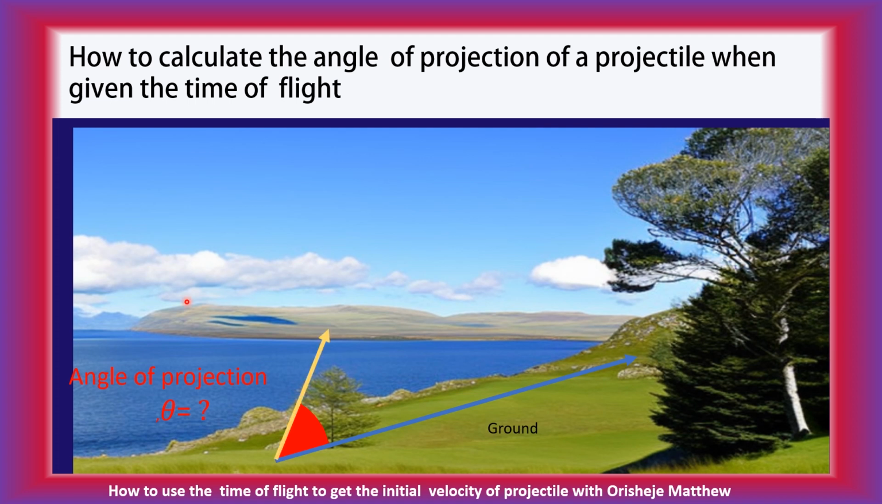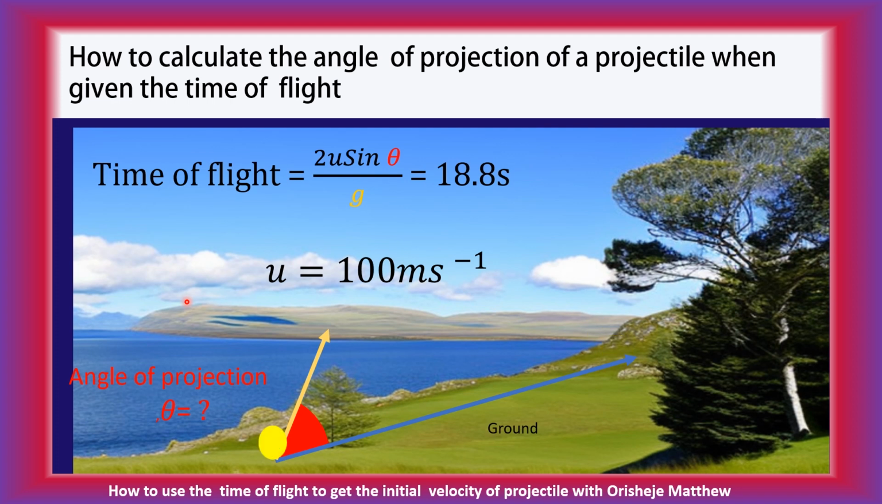So an object is projected. It can be a rocket, it can be a bullet, a projectile, it can be a cannonball that is fired into the air. Now the initial speed of the projectile is 100 meters per second. Then let's fire it. We fire it and then it travels to land at the target. And we are given the time of flight to be 18.8 seconds. So from this information, we are going to calculate the angle of projection.